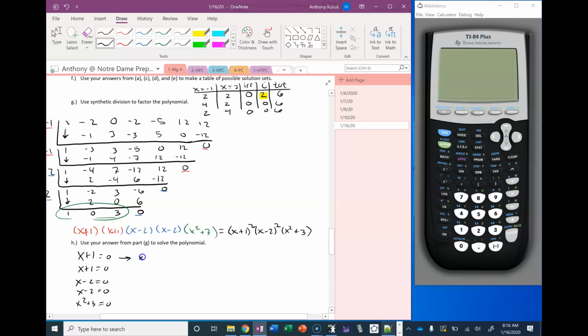So now to solve this, I just set each piece equal to 0. This last one, I have to subtract 3 from both sides. And then when I square root both sides, I get the square root of negative 3. And I know that if I'm square rooting a negative, I have to write an i there. So those are my 2 imaginary solutions that I knew were possible to get, but I didn't know were coming until I did all the synthetic division and got my factors.